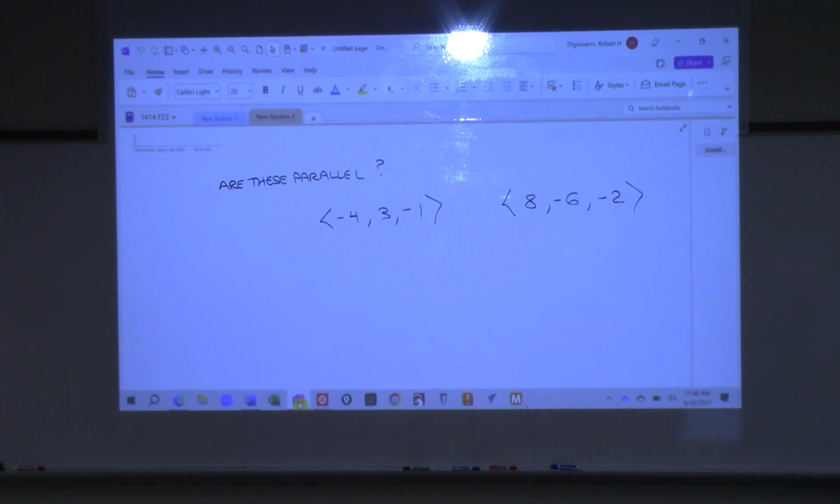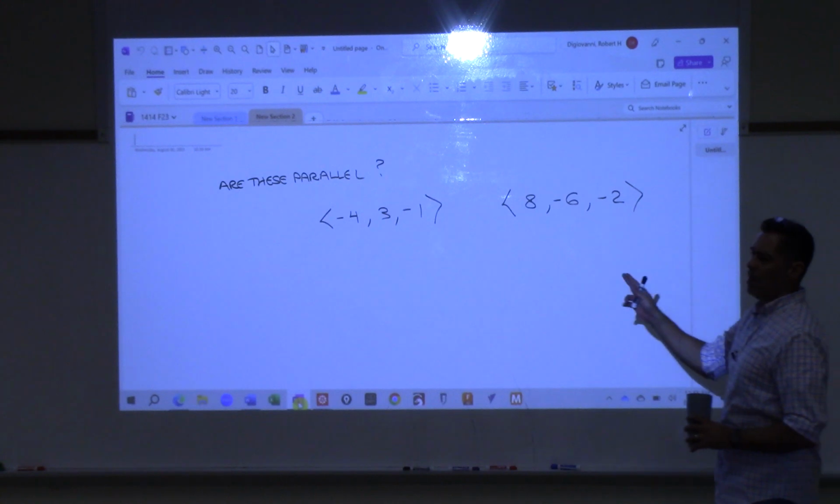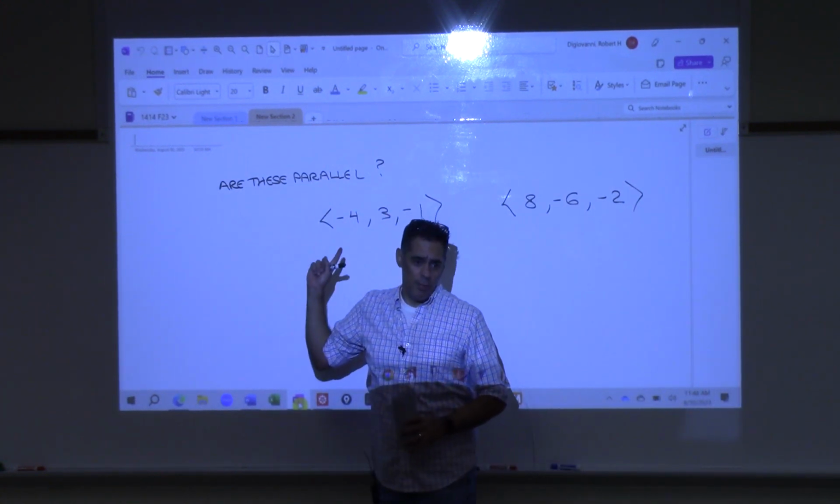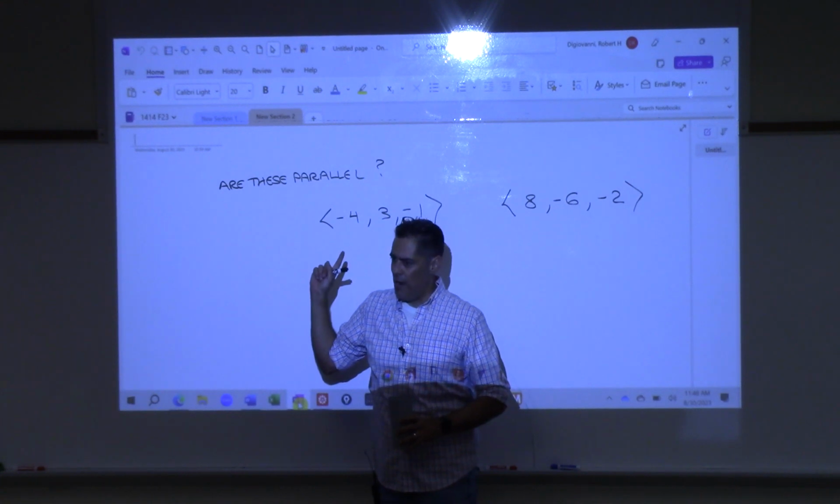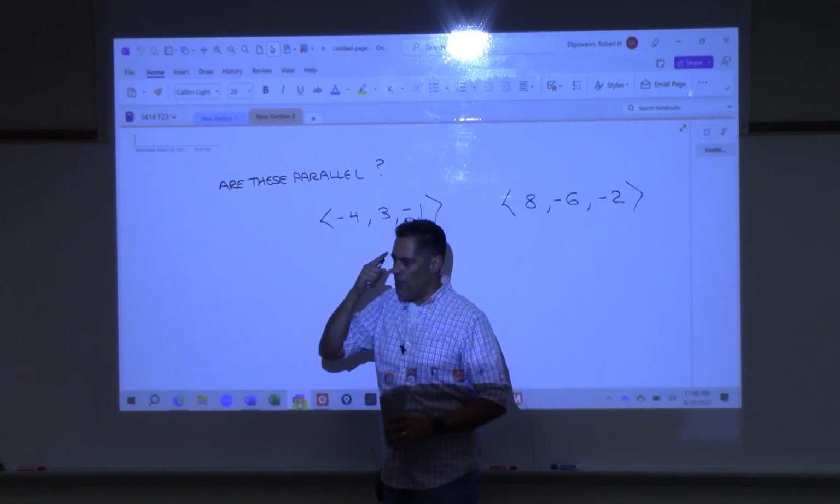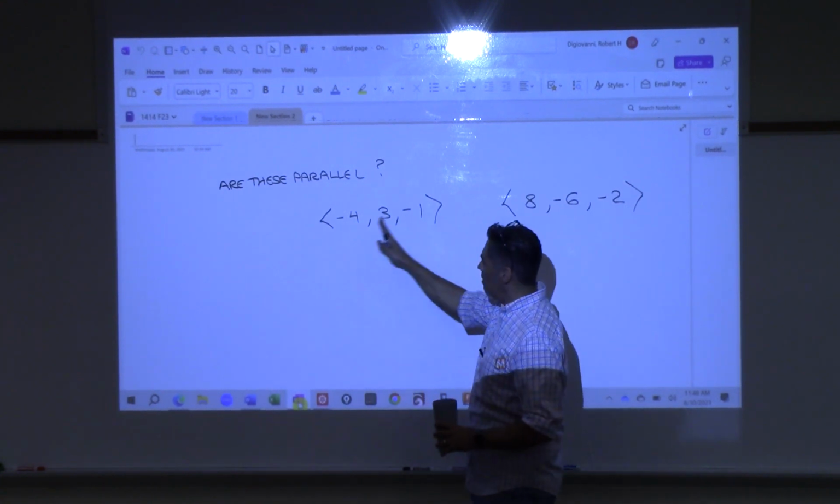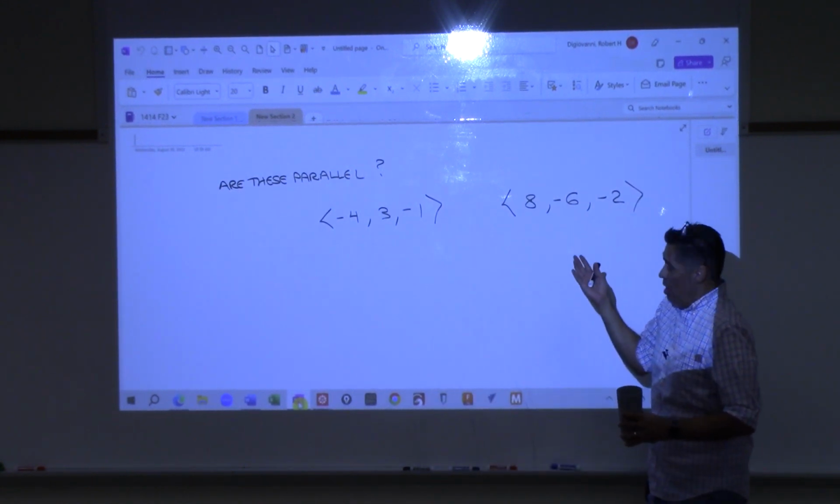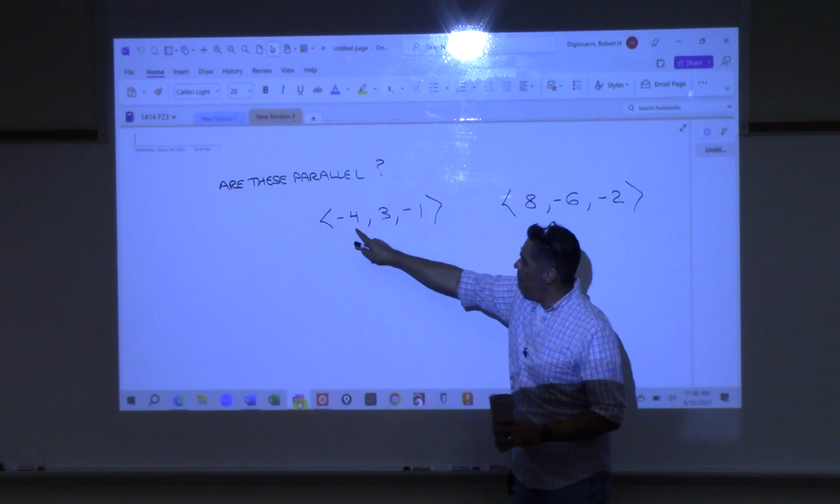Which is why I want to do an example so everyone understands what that means. So the question here is, are these parallel? That means, are these scalar multiples of one another? That's all we have to check. So is there a number that you can think of that you can multiply this vector by to get this vector? No? Well, you first have to turn the -4 into an 8.